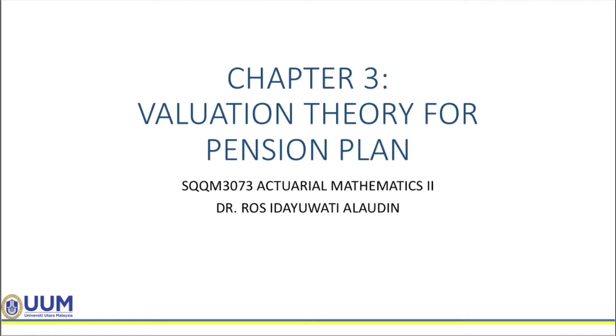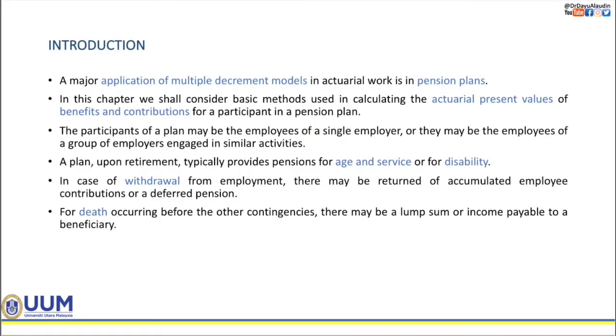Today we will learn chapter 3, Valuation Theory for Pension Plan. As an introduction, pension plan is a major application of the multiple decrement models that we learned in the last chapter. In this chapter, we shall consider basic methods used in calculating the actuarial present value, or the APV, of benefits and contributions. So we have benefits and contributions for pension plans.